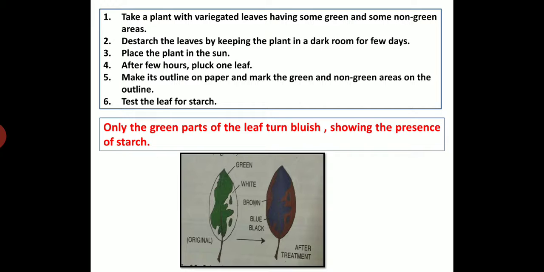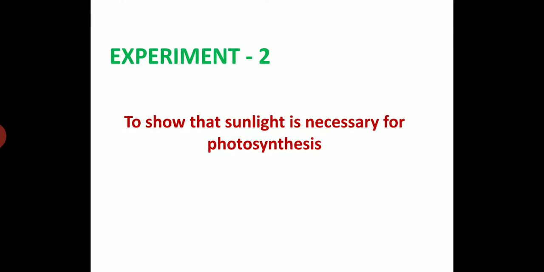So with this experiment we can conclude that chlorophyll is very much necessary for photosynthesis, because only in the portion where chlorophyll is present, which is green in color, have we found starch, with the help of the iodine test. Clear? Now comes the second experiment, which shows that sunlight is very much necessary for photosynthesis.